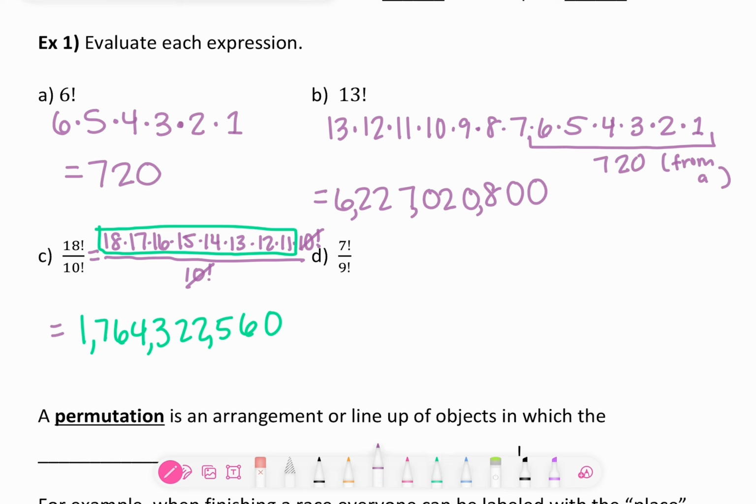Let's do it one more time. So we have 7 factorial over 9 factorial. I'm going to start with the bigger factorial. So 9 times 8 times, now I'm at 7, so I'm going to leave that as a factorial. Again, I'm multiplying and dividing by the same factorial, so that becomes 1. So I'll just leave 1 on top. And that's going to be 1 over 9 times 8, which is 72. And we'll go ahead and leave it that way.